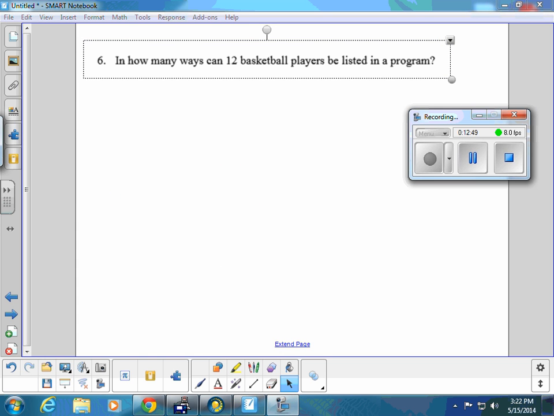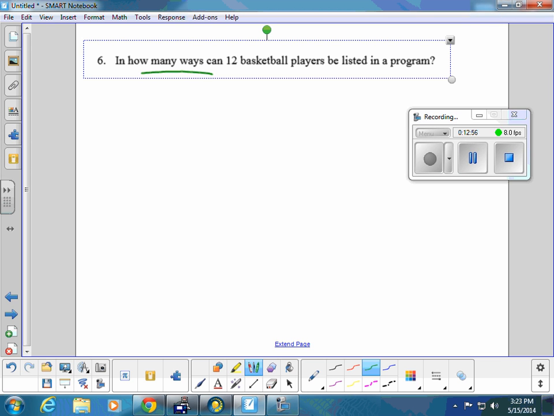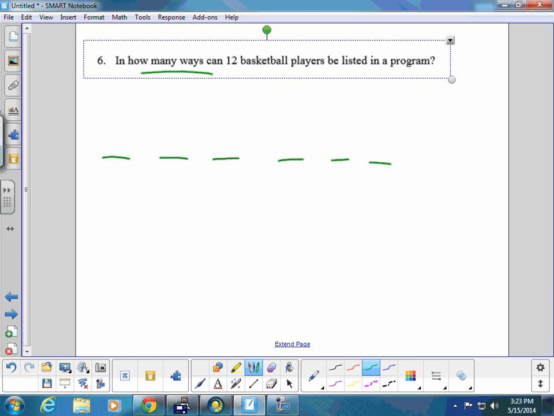Okay. So if we look at the next question, it asks for 12 basketball players listed in a program. How many ways can we arrange that? Okay, so I have 12 basketball players listed in a program. So there's going to be 12 spaces to fill. And I'm running out of room here, so 1, 2, 3, 4, 5, 6, 7, 8, 9, 10, 11, 12 places to fill.